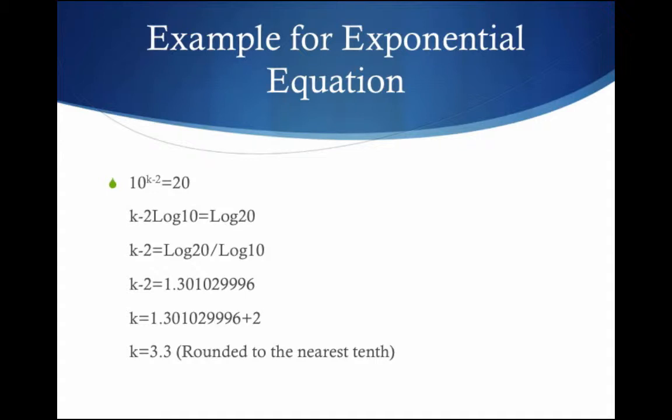Example for exponential equation. 10 to the k minus 2 equals 20. Bring the k minus 2 down and you have (k minus 2) log 10 equals log 20. Divide both sides by log 10, and when you do that you'll get k minus 2 equals 1.301 and a whole bunch of other stuff. And then you're going to add 2 to both sides, and then you'll end up with k equals 3.3 rounded to the nearest tenth.